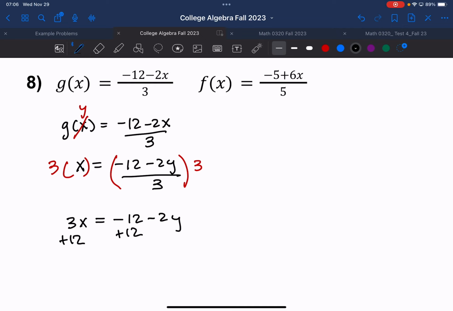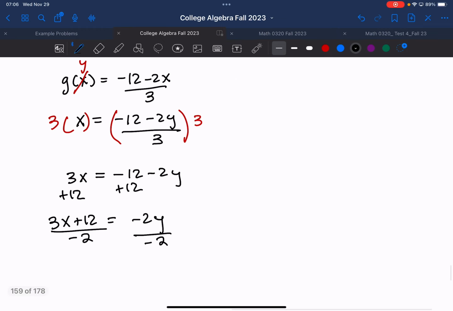Can I combine 3x and 12? Nope, they're not like terms. So 3x plus 12 is equal to negative 2y. And then my last step here. Good, divide by negative 2 because I want y completely by itself. Divide both sides by negative 2. Okay. So again, I'm going to write my y in the front. So I have y is equal to 3x plus 12 over negative 2.